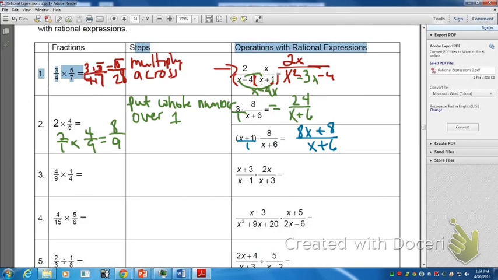Okay? Let's look at 3. Does 3 look a little familiar? Deja, you have a question? In example 2, this one right here, the 8x plus 8? No, since we just went ahead and multiplied it out, we're going to leave it like that. All right, yes, number 3. What'd you say, Emily?